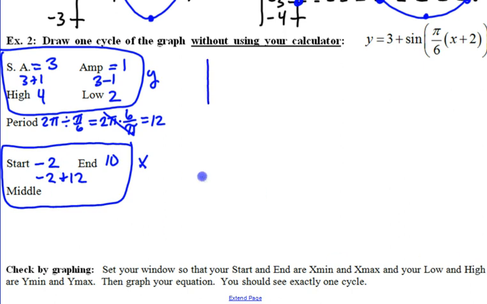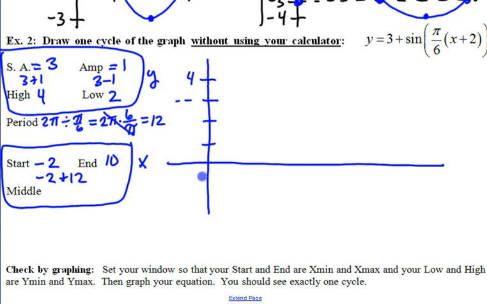So notice all of my important y values are positive values. So I'm going to make the graph, I'm going to go 1, 2, 3, 4. It goes high up to 4. Sinusoidal axis is at 3. And it's going to go down to 2. On the x-axis, I start at -2. And then 1, 2, 3, 4, 5, 6, 7, 8, 9, 10. I end at 10. Let's go ahead and find the middle.